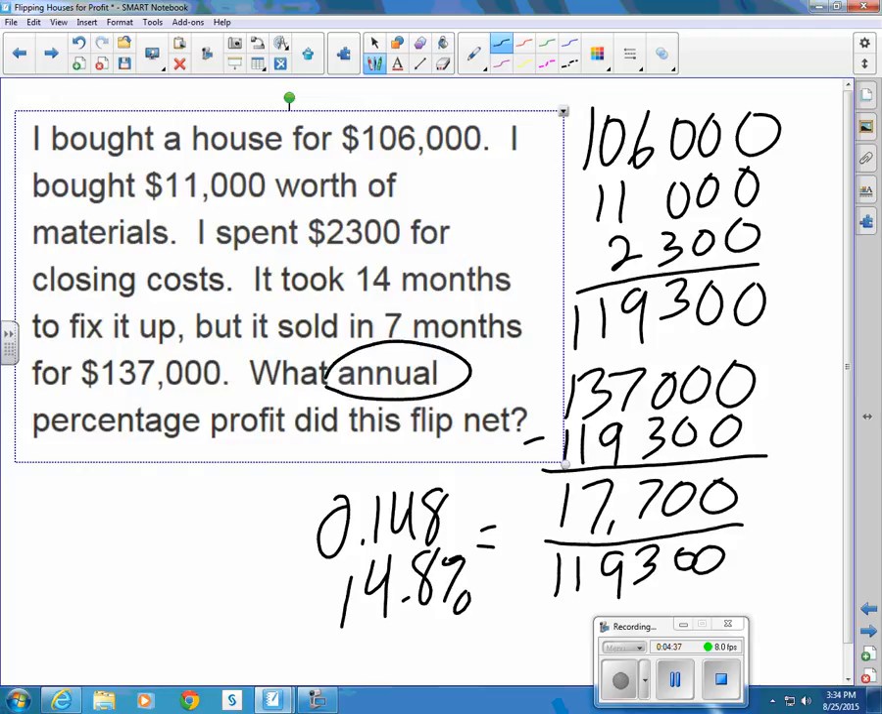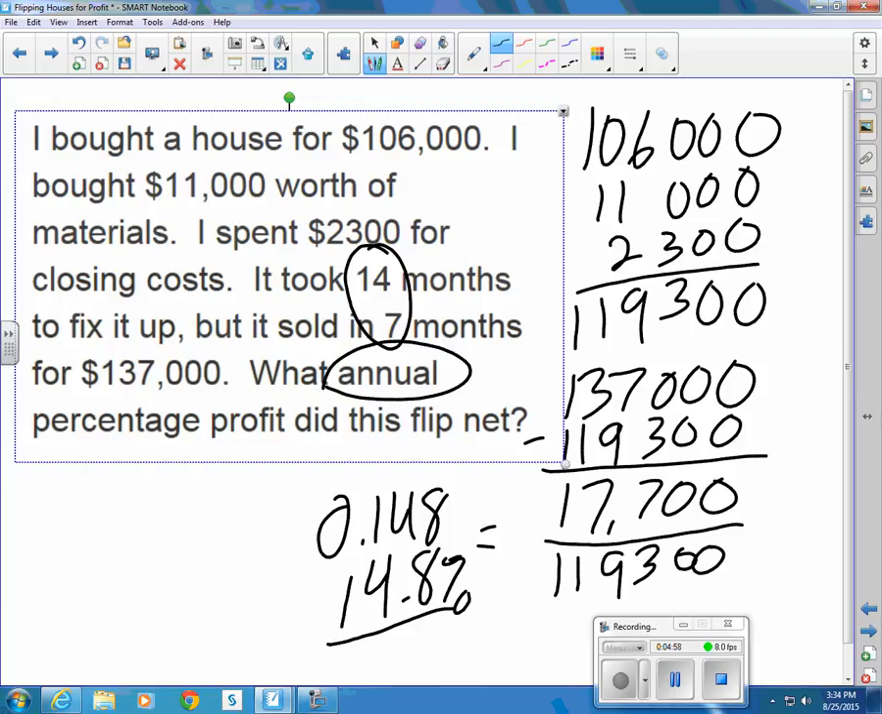But they're asking on an annual basis, and it took more than a year. It took more than a year just to make the repairs, and it took 7 months on the market trying to sell it before it actually sold. So it took 14 plus 7, it took 21 months.